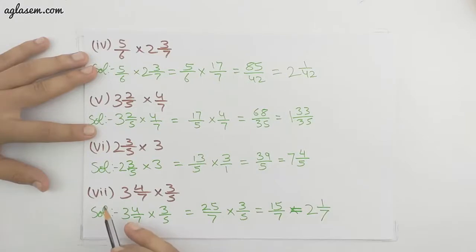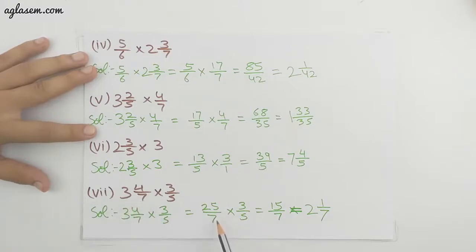Moving to the seventh part of the question, which is 3 whole 4 by 7 into 3 by 5, which will be solved like this. This is a mixed fraction. We will change it into an improper fraction, which will be 25 upon 7.